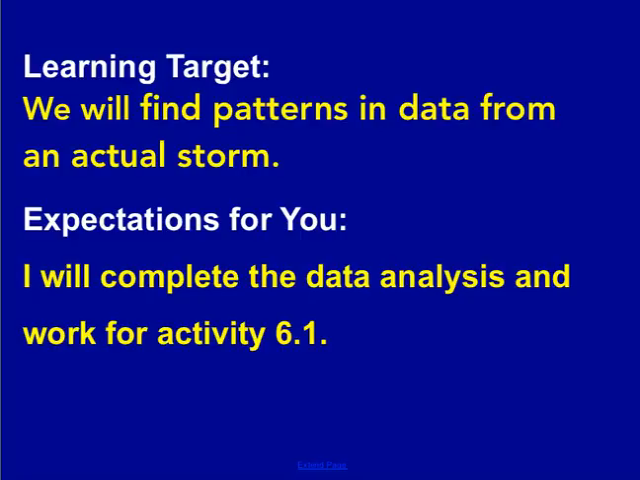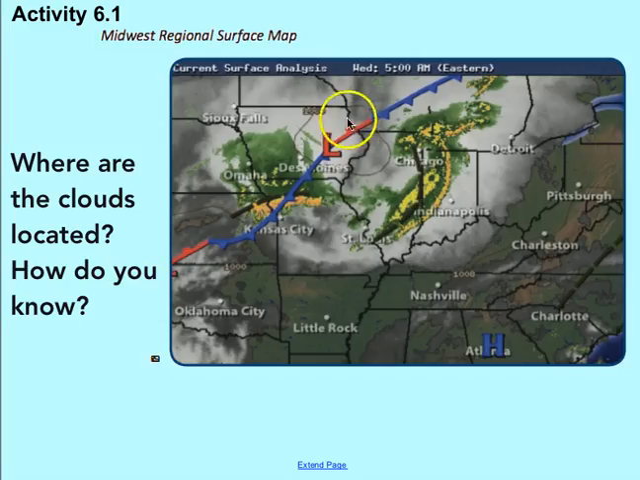So the expectation for you is to complete this activity today. So let's take a look at this. Now this may look similar to something we've looked at before because we analyzed weather maps back in lesson 5. So where do you see clouds in this picture, in this weather map? And how do you know? So think to yourself, where do you see it?